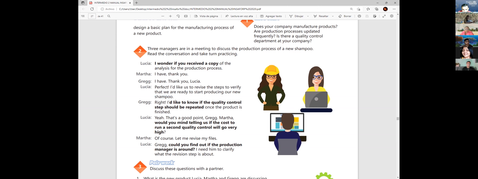Right, I'd like to know if the quality control step should be repeated once the product is finished. Yeah, that's a good point, Greg. Would you mind telling us if the cost to run a second quality control will go very high? Of course. Let me revise my files. Greg, could you find out if the production manager is around? I need him to clarify what the revision step is about.